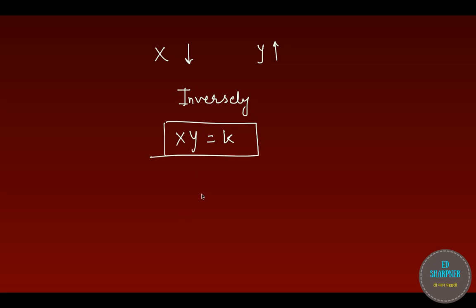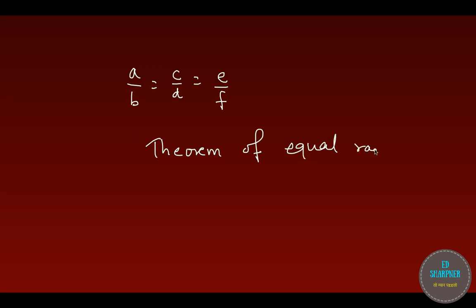Let's discuss one more thing that is associated with ratios. Let's say I have some ratio A over B equals C over D equals E over F. There is something called theorem of equal ratios, which allows us to add all the numerators and add all the denominators together and still equate it to the original ratios. So I can write A plus C plus E divided by B plus D plus F. So this is what the common ratio says.